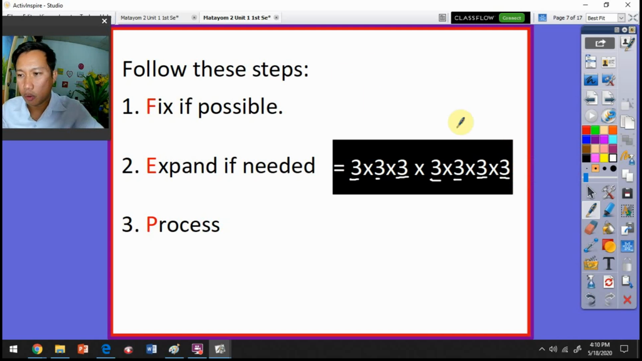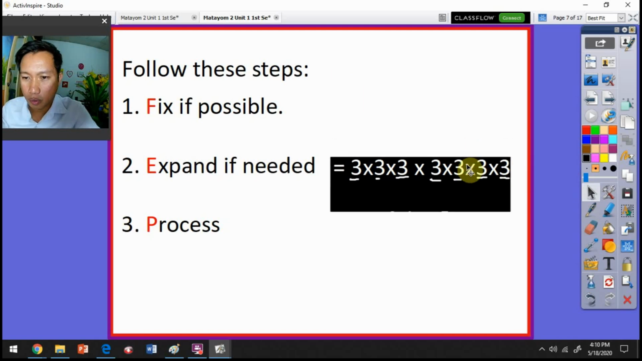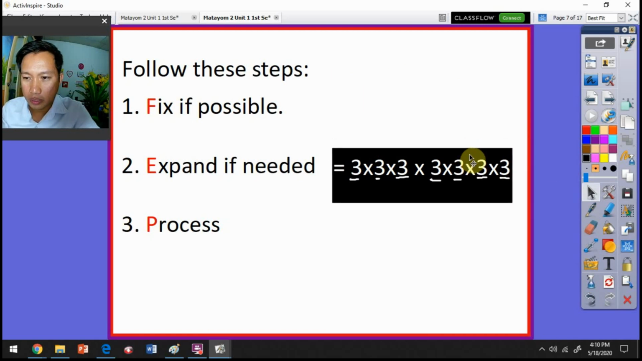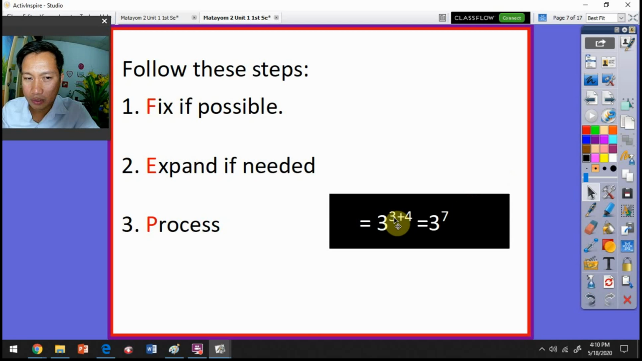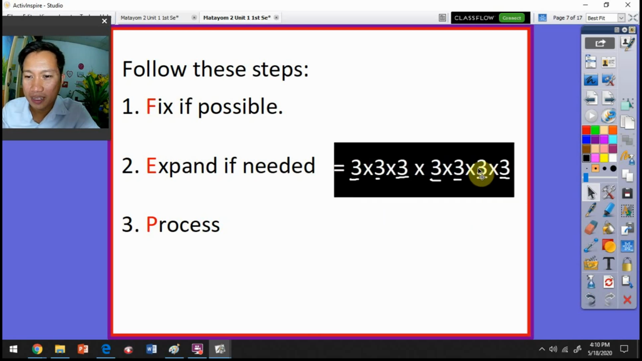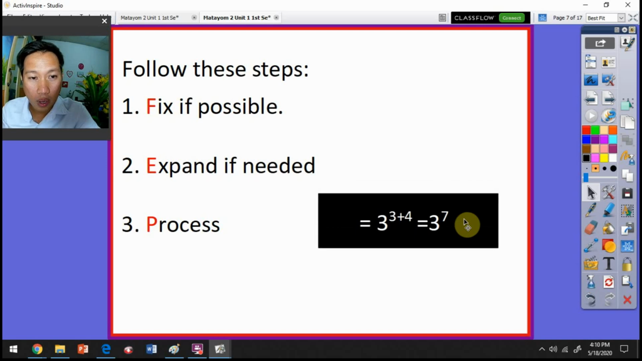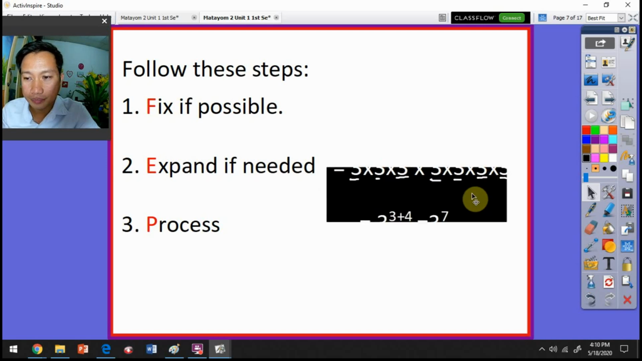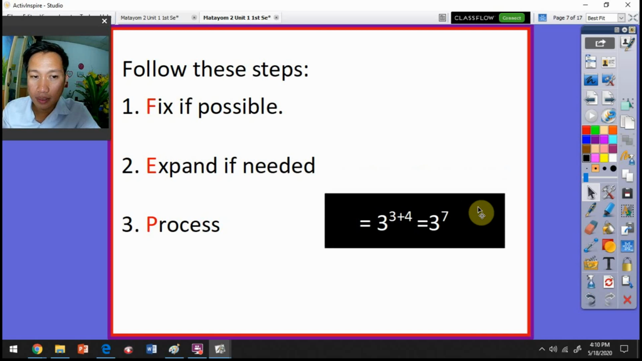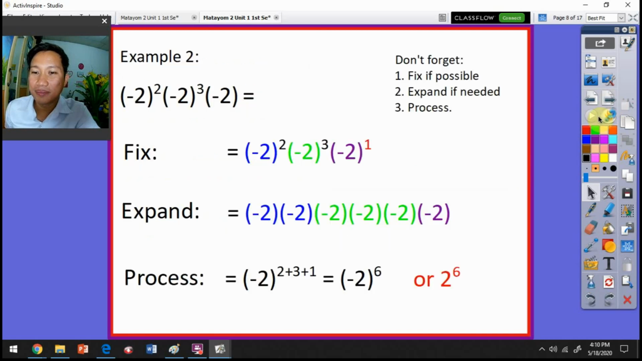Now we will do the process. So there are 7, right? We have 3 plus 4 equals 7. Beautiful, right? That is the reason why we add the exponents when we have the same base. Now don't forget: fix if possible, expand if needed, and the last one is process.